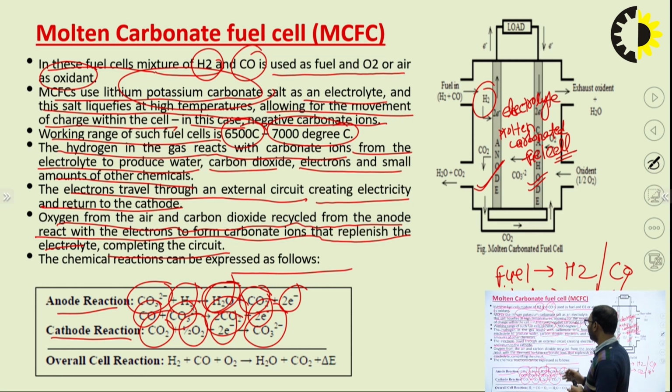If you are talking about the overall chemical reaction of the molten carbonate fuel cell, it is 1 molecule of hydrogen combined with 1 molecule of carbon monoxide and 1 molecule of oxygen produces water, carbon dioxide and delta E. Delta E means heat.